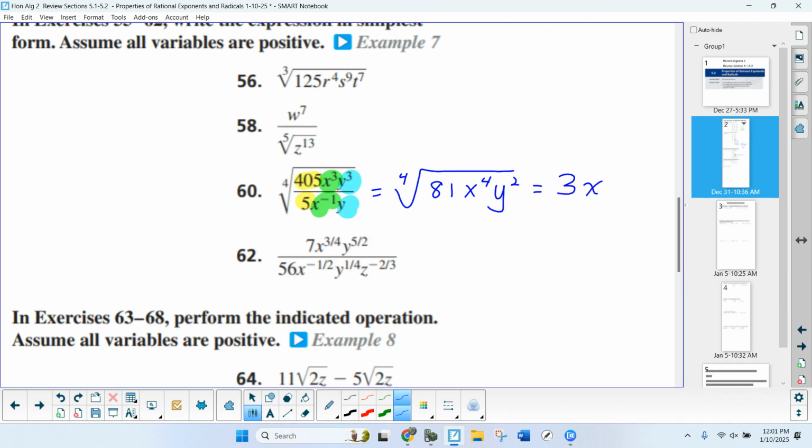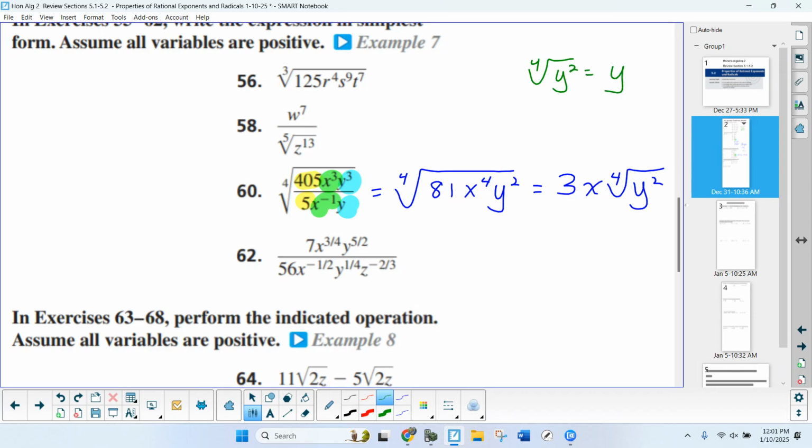Now, if I only have two y's, can I take a group of 4 out? No. So I'm just going to write 4th root of y squared. If you got that far, I would say you're doing really good. This is one of those problems that has a little extra oomph to it that I will not put on a test. Remember, this 4th root of y squared can be written using rational exponents.